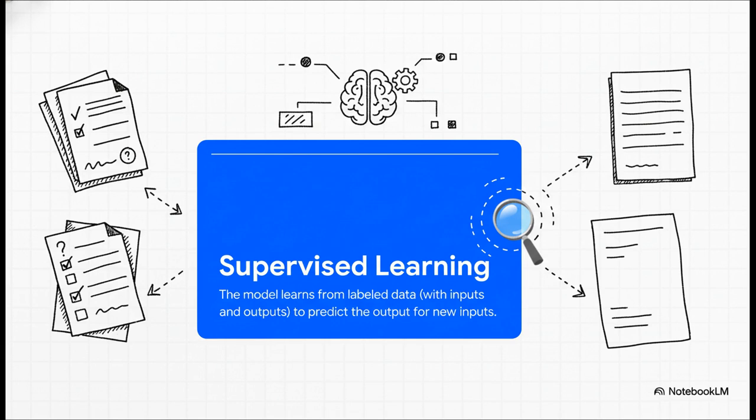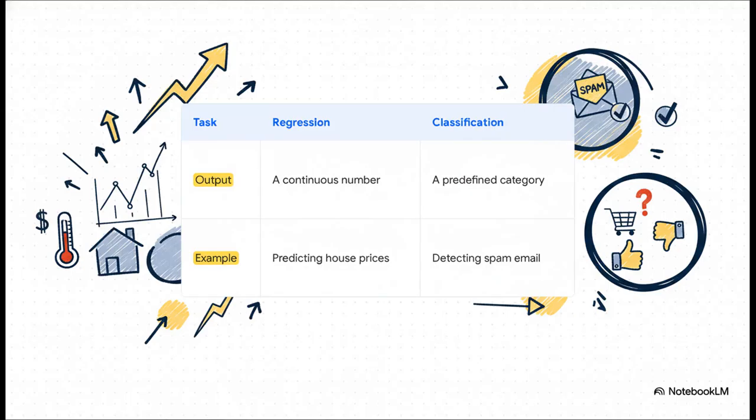It's incredibly powerful, but the catch is you need all that labeled data to begin with, and getting it can be a real pain. And within supervised learning, it really boils down to two main tasks. If you're trying to predict a specific number, like what's the price of this house going to be, or what's the temperature tomorrow, that's called regression. But if you're trying to put something into a category, like is this email spam or not spam, is this a picture of a cat or a dog, that's called classification. That's it, predicting numbers versus predicting categories.